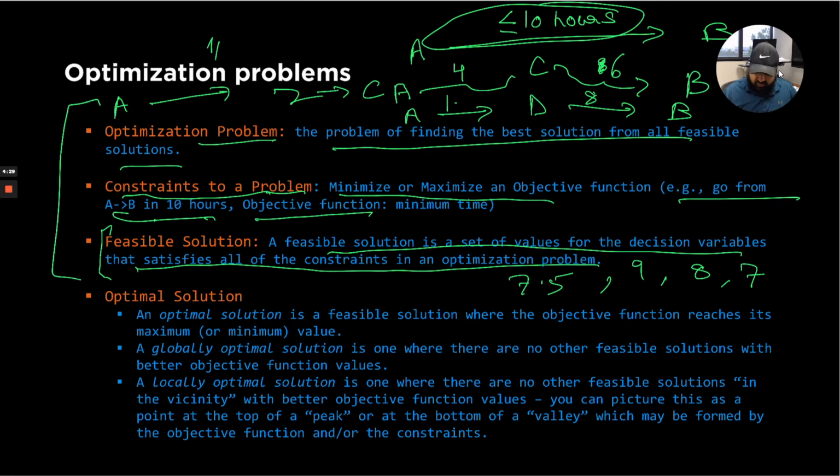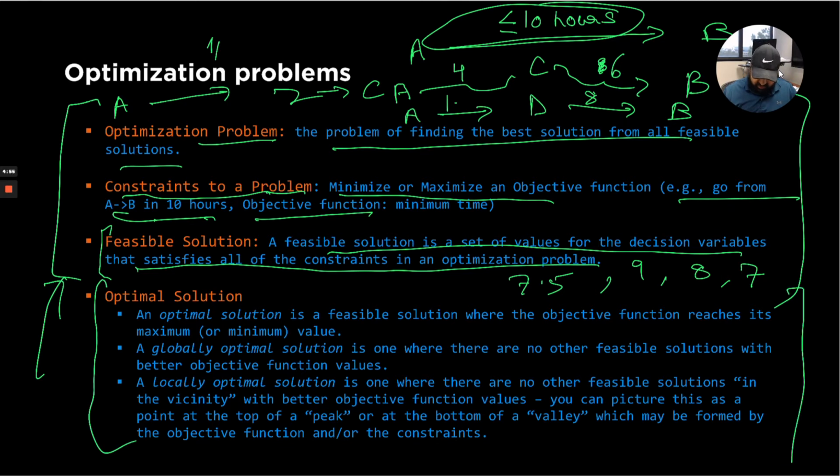In order to solve these optimization problems, you might generate a lot of feasible solutions. Whenever you are designing solutions to these problems, you might take some steps that would allow you to generate one or more feasible solutions. So what is an optimal solution? An optimal solution is a feasible solution where the objective function reaches its maximum or minimum value, depending on what you're trying to do.